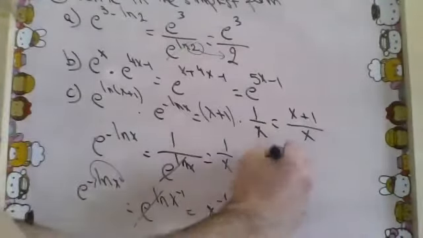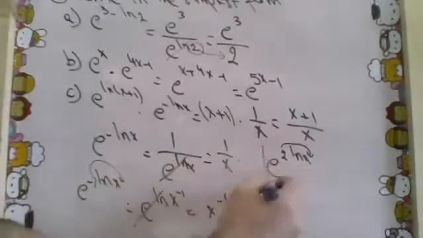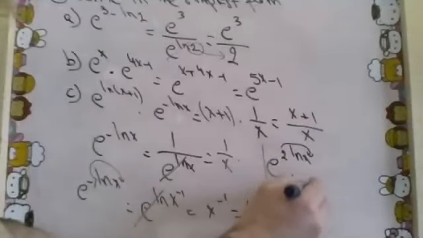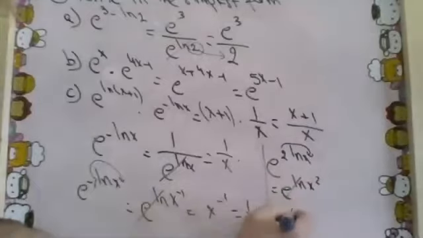But if you had, for example, e power 2 ln x. How do you simplify? You have to put the 2 as a power. So it's e to the power ln x squared. Now I simplify, then the answer will be x squared.